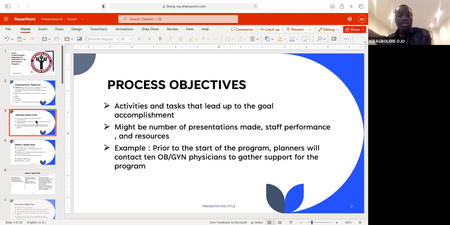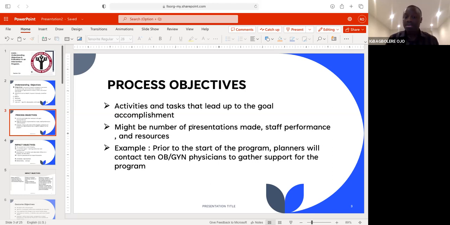of the program. So one of those things you want to consider here, we said activities and tasks, right? So a process objective might be, oh, we are going to be employing certified health education specialists. We are going to have some outdoor events. Example here is prior to the program, we are going to contact some gynecologists, physicians, right? That is a process objective, a build up, all right, to the overall outcome of your program. So it might be a number of presentations made. It can also be staff performance and resources.